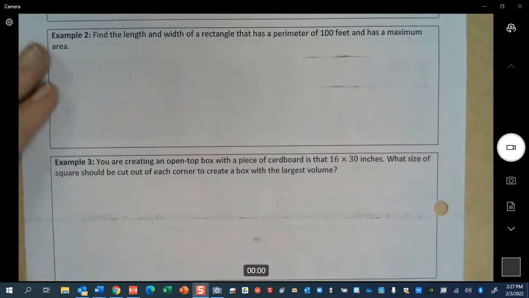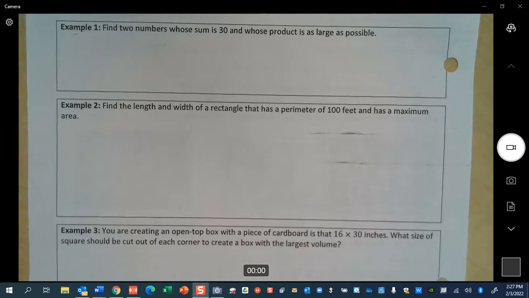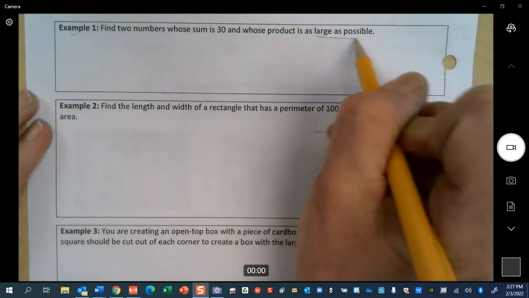All right, so on the back we have a couple examples here. Find two numbers whose sum is 30 and whose product is as large as possible. So what are we looking for, a minimum or a maximum here?